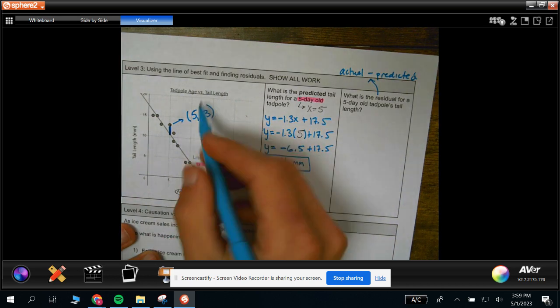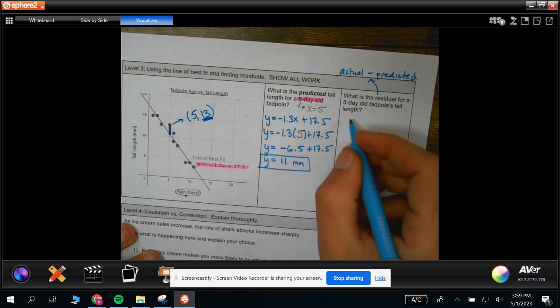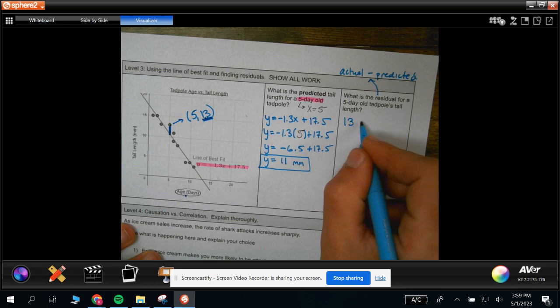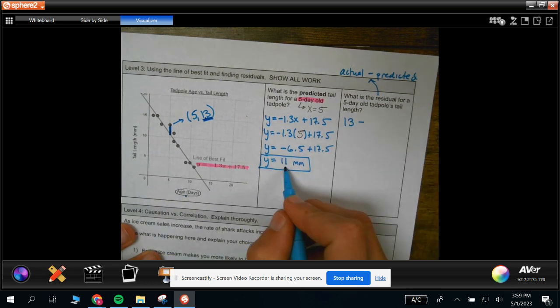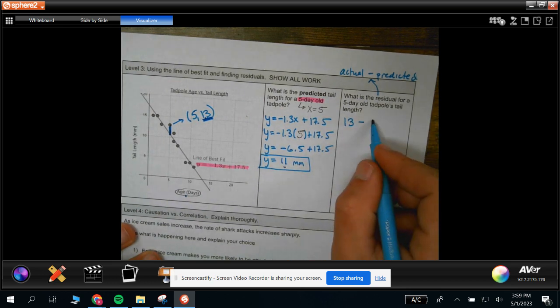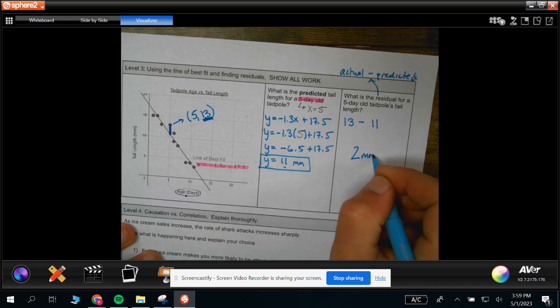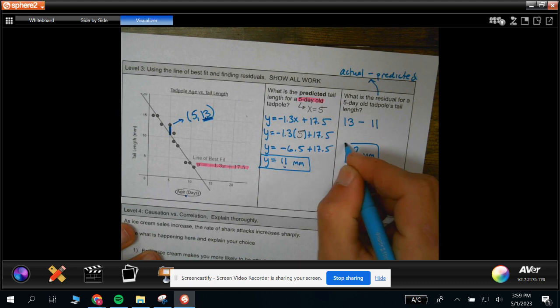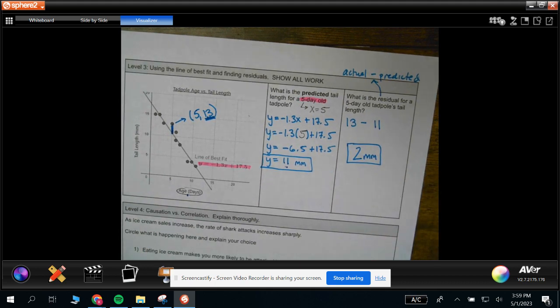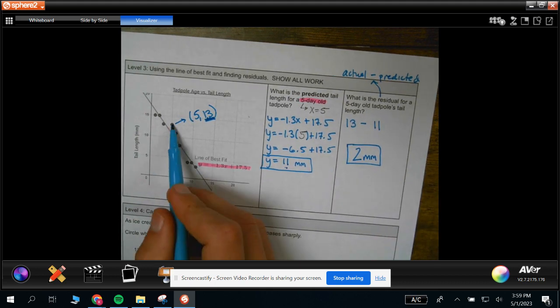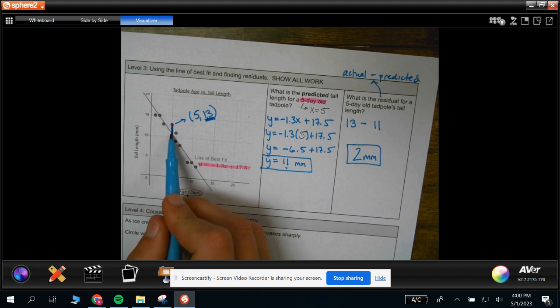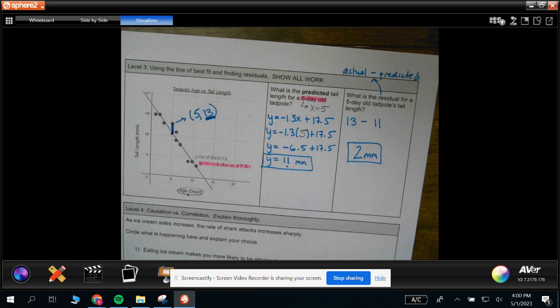Now, what do I care about? I care about the y value. So the actual value is 13. My predicted value is this right here. This is my predicted value. So what is my residual? 2 millimeters. Okay. It's in the same units as the y values. Our data point is 2 units, 2 millimeters above our predicted value. It's higher than it. That makes sense.